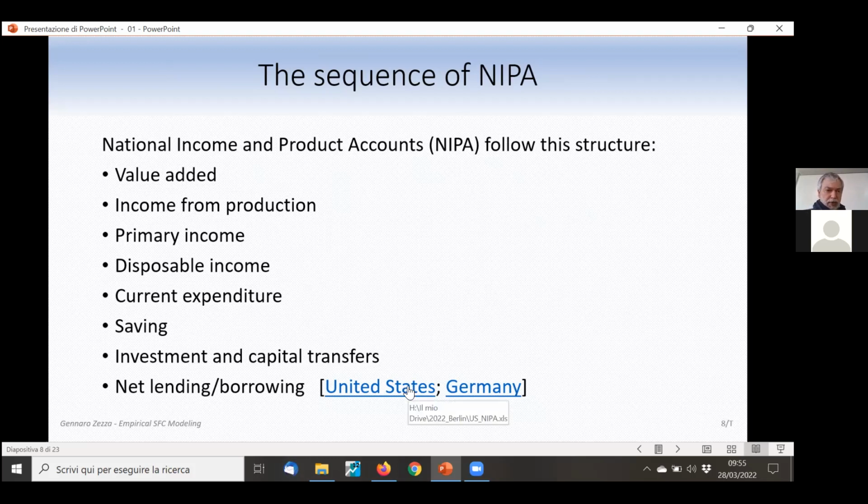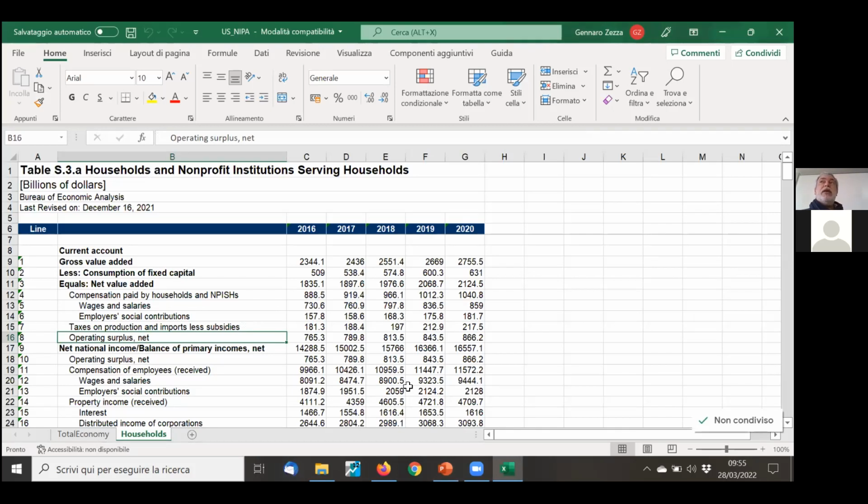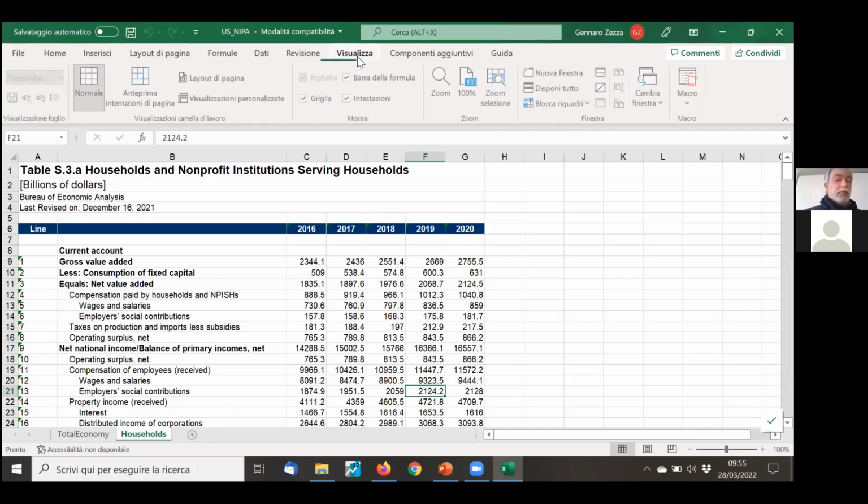So I think it's useful to look at the data, and here I have a link to 2 countries. So I sent to Alessandro all the files I'm using. So you should have access to this spreadsheet and to others. Can you read it? Yeah.